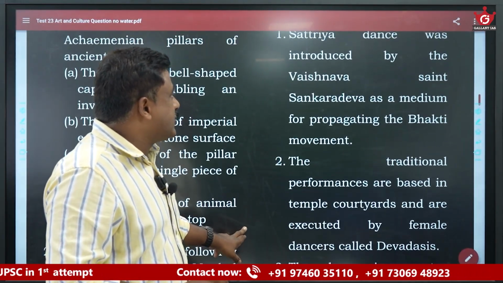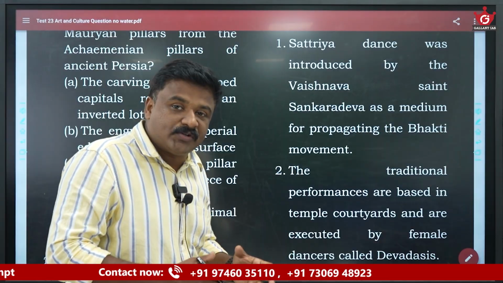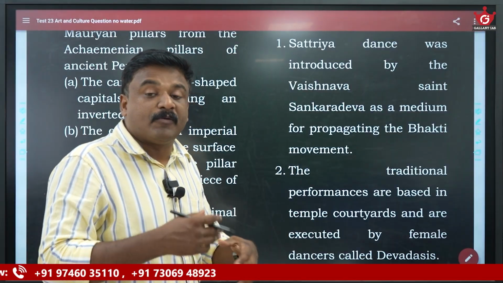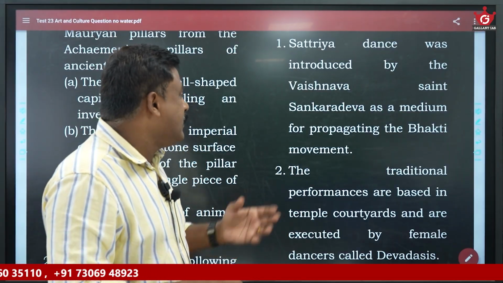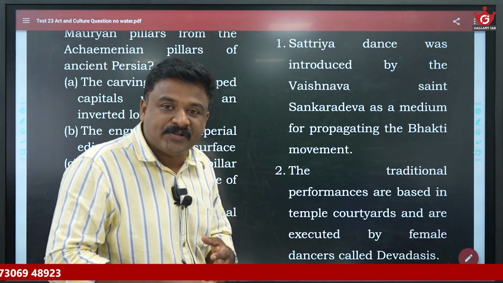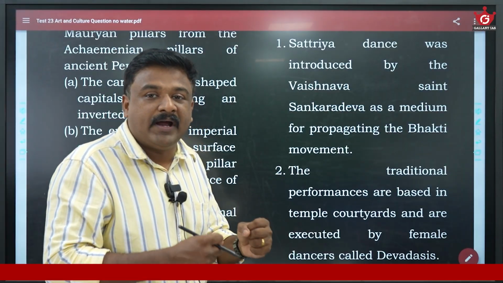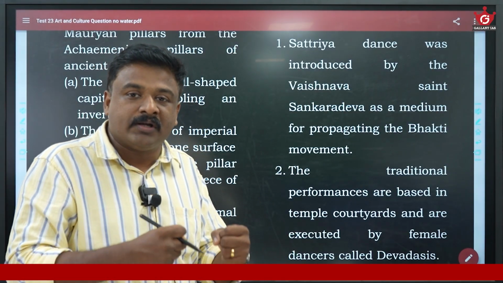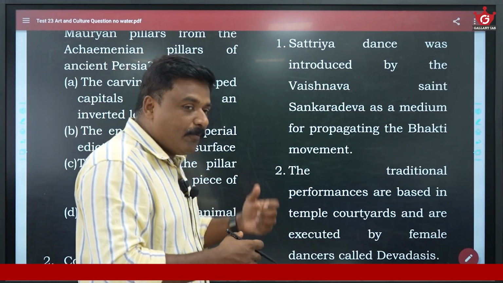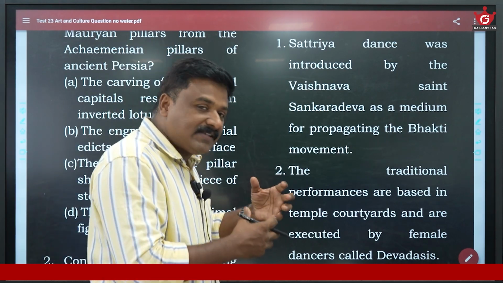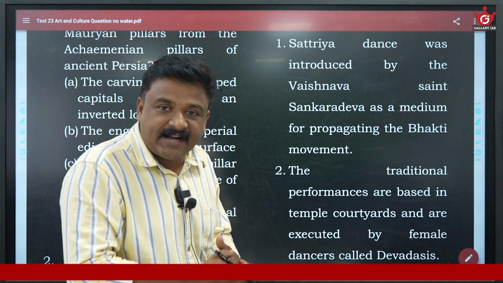The first statement, Satriya dance. Obviously, Satriya dance was introduced by the Bhakti saint Shankaradeva for promoting the Vaishnava cult in Assam, and that was first in the Vaishnava monasteries called the Satra. This dance is accompanied by his devotional music called the Borgeets. Initially, performers were male monks. So that is the fundamental thing regarding the classical dance Satriya.